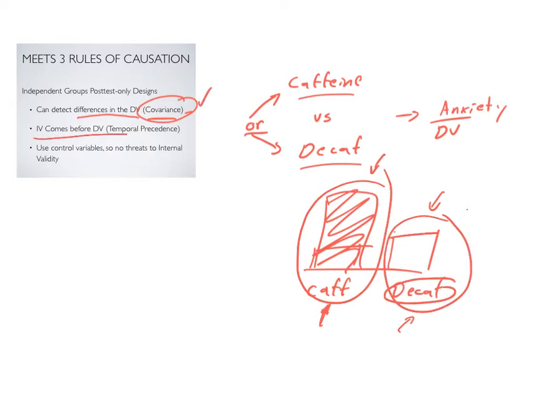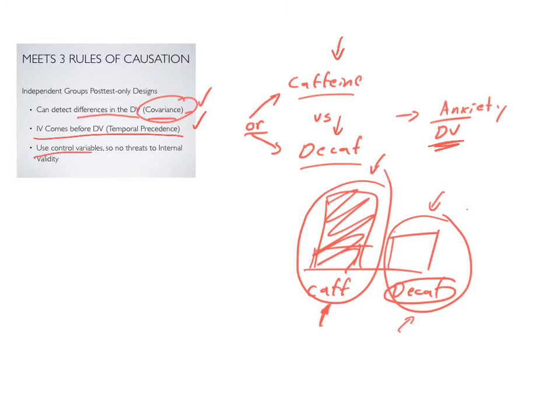Now, can I satisfy the second requirement that the IV come before the DV? Yes, because I'm going to do this first. I'm going to have them drink a cup of coffee and some decaf coffee, and then after that, measure anxiety. Check, right? So I've checked those two off in this type of design.